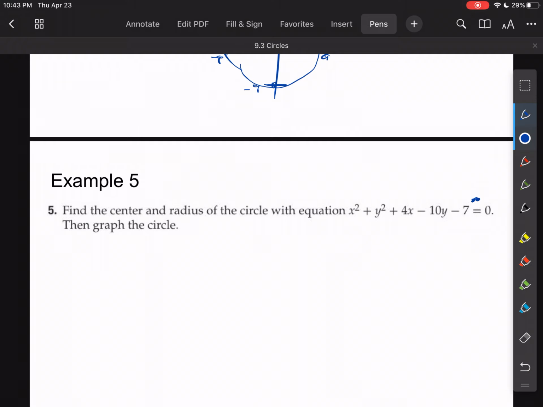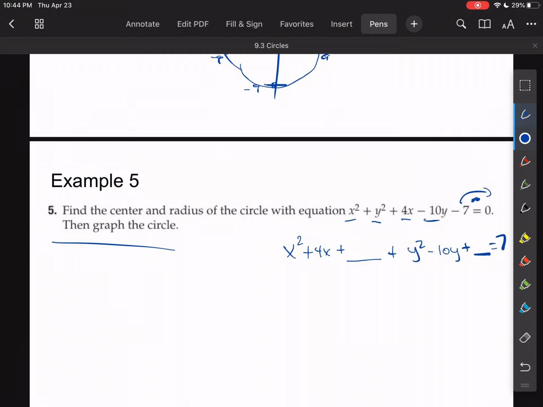Okay, so to do this, and then they want us to graph it, what we have to do is complete the square. So you want to get your x terms together. So x squared plus 4x, and then you always want to leave room, so plus something, because we're going to complete the square here. Okay, and then plus y squared minus 10y, plus something, is equal to, I'm going to move this 7 over, so 7 at the moment. So I added 7 to both sides.